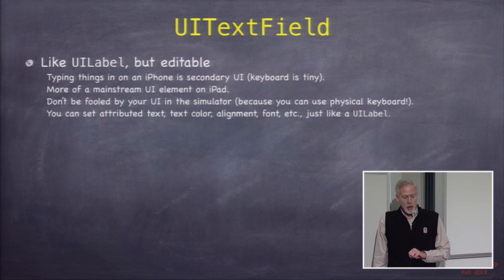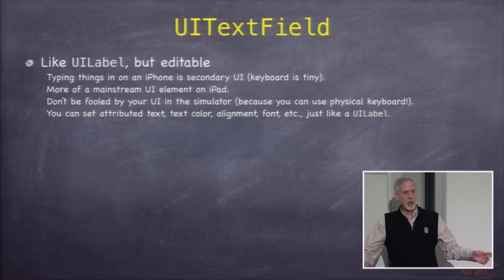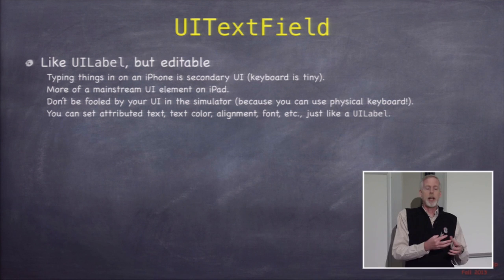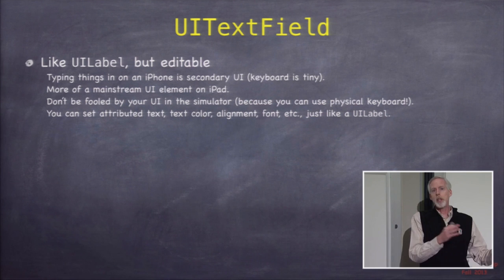All right, different topic, UI text field. We've seen UI text view and UI label. These are two ends of the spectrum of text. UI label is non-editable. You can have attributed text in there, but it's static text. You can't select it or anything like that, usually one line of text. Then you've got UI text view, which is almost like a text editor. Fully editable, all fonts and colors, everything we want. So UI text field is kind of in between those two.